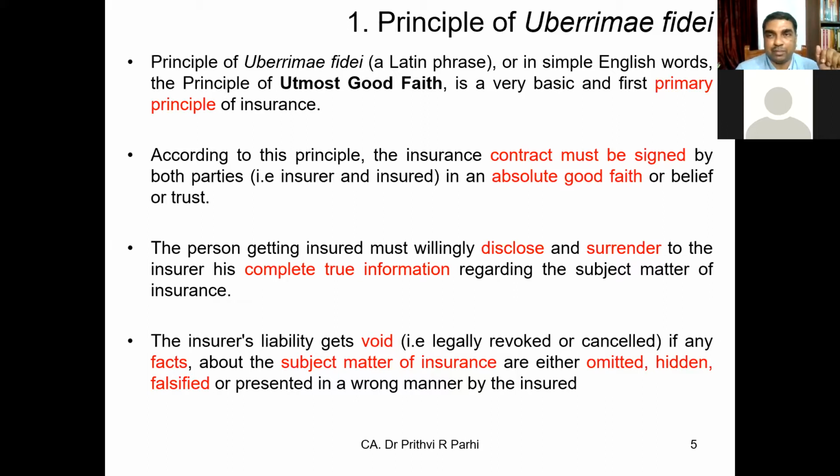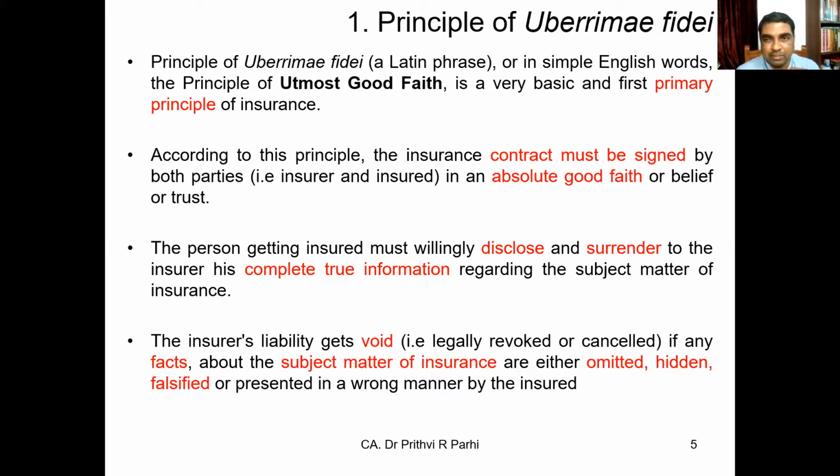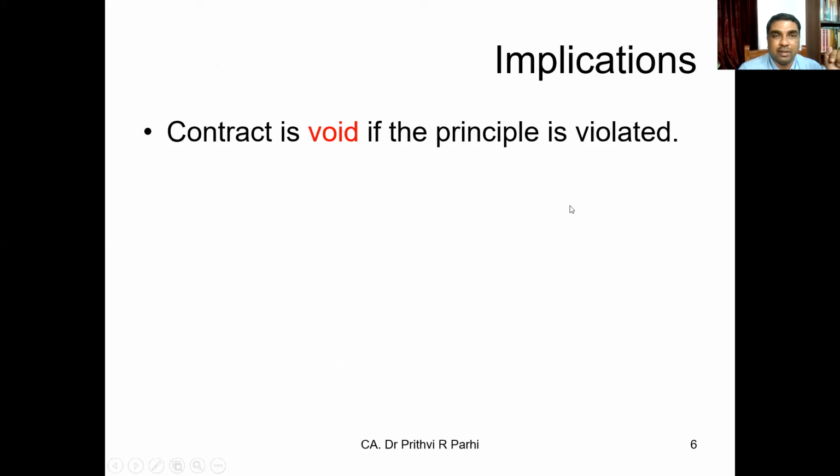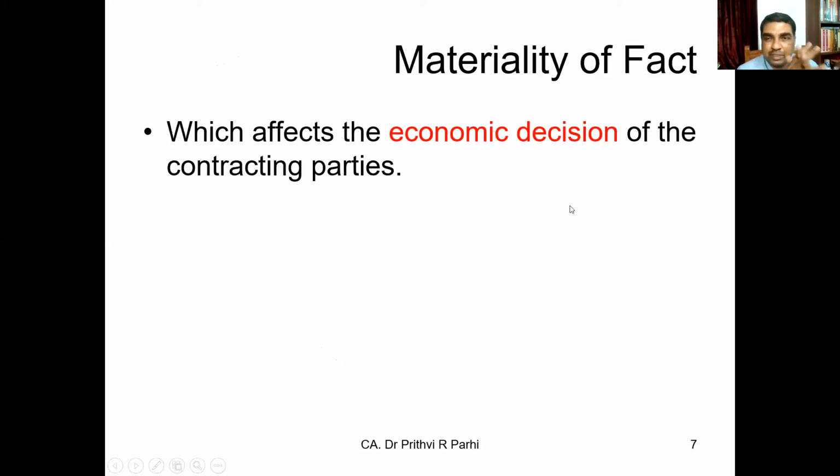As you know, this particular phrase, uberrima fides, is a Latin phrase. This means utmost good faith. When the contract is signed, it must be signed in absolute good faith. So both the parties, the insurer and insured, should disclose the complete information which is relevant for the insurance policy. The insurer's liability becomes void if any fact or subject matter of insurance is either omitted, hidden, or falsified. The entire thing becomes void. So if this particular principle is violated, the contract may become void.